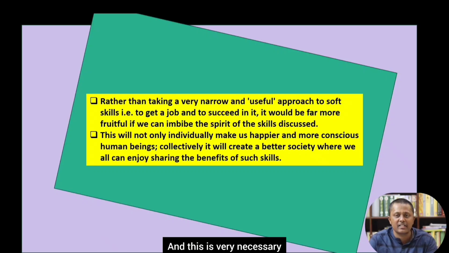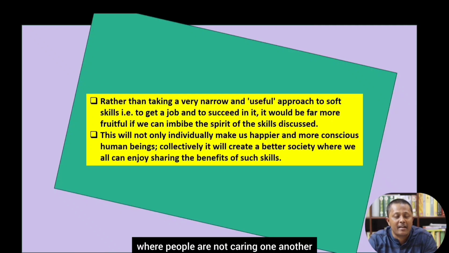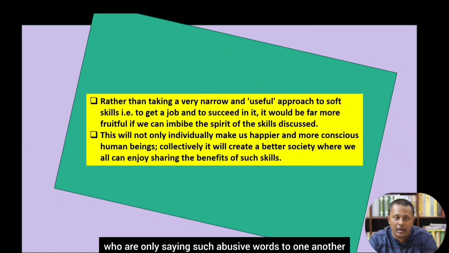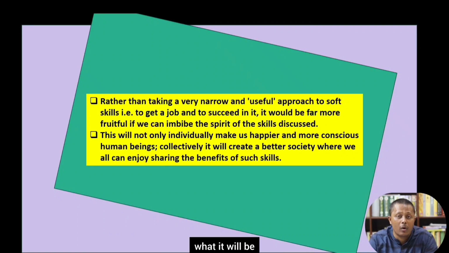And this is very necessary because if you are living in a society where people are not caring for one another or not taking care of one another, who are only saying abusive words to one another, think about that society, what it will be.